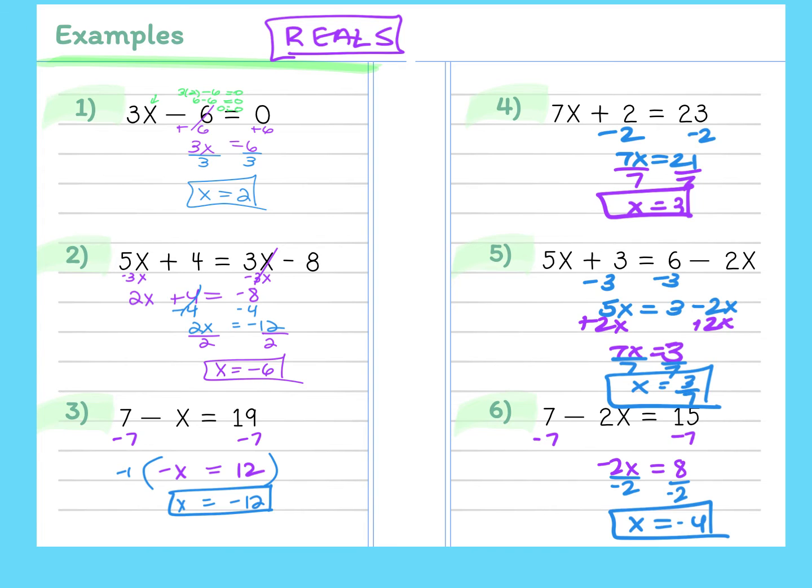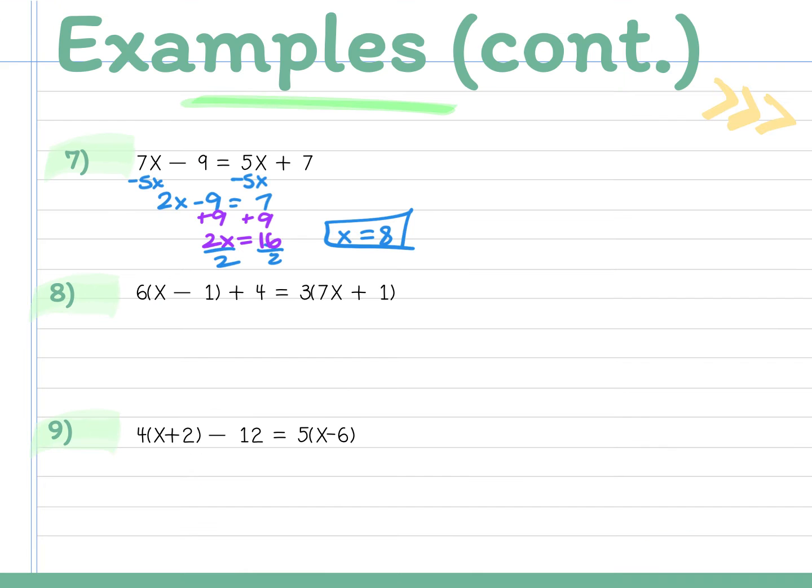Good on these? Yes? Yeah. It's negative 4 because this should be a positive 8, and then we divide both sides by a negative 2. All right, then 7, you can subtract 5x from both sides. I get 2x minus 9 equals 7. Add the 9, 2x equals 16. Divide by 2, and x equals 8.